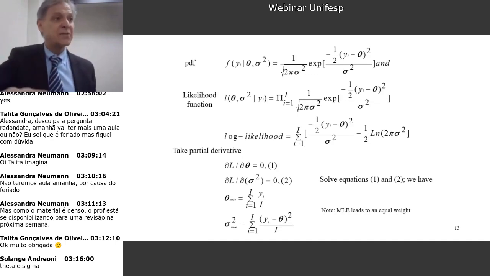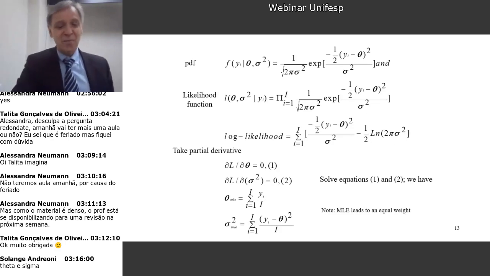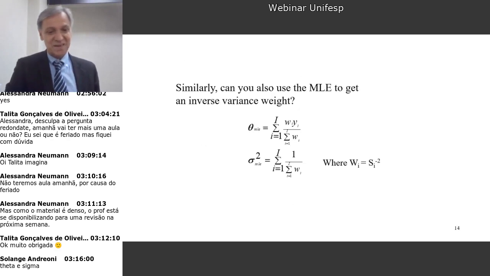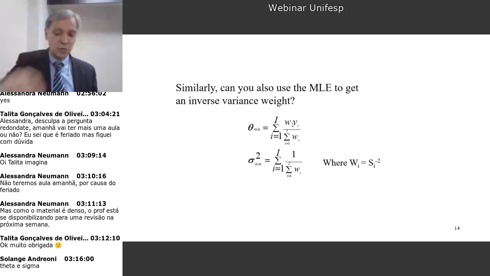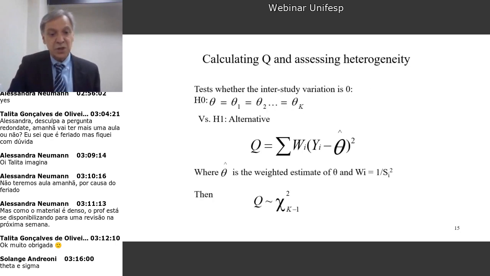And I remember again, every time I do, I relearn it because I can't remember how to derive all of that without making algebraic mistakes, okay? Take the partial derivative. I still remember the partial derivative to get to this, okay? Remember the partial derivative? I hope you do. Similarly, can you also use the MLE to get an inverse variance rate? Yes, you do, and that's what you actually do in the meta-analysis. The principle I mentioned to you about the Mantel-Haenszel and the relative risk is the same. So calculating Q, it's a function of all of that stuff. That's how you calculate Q.